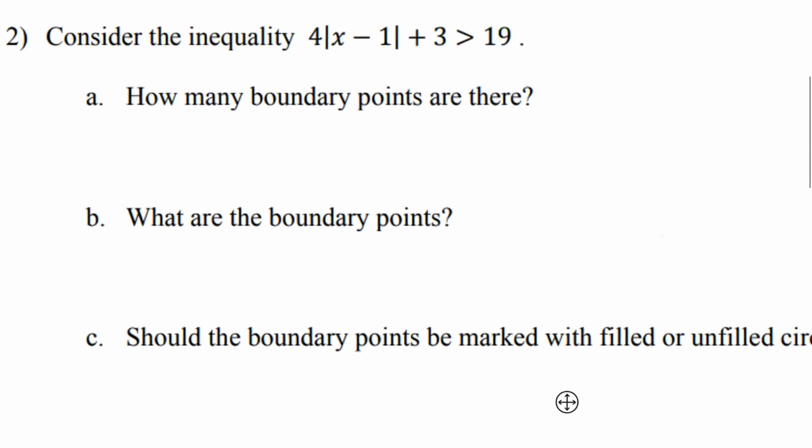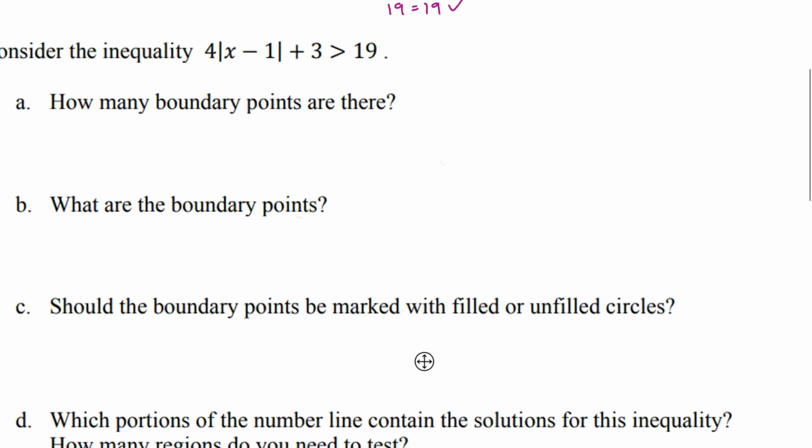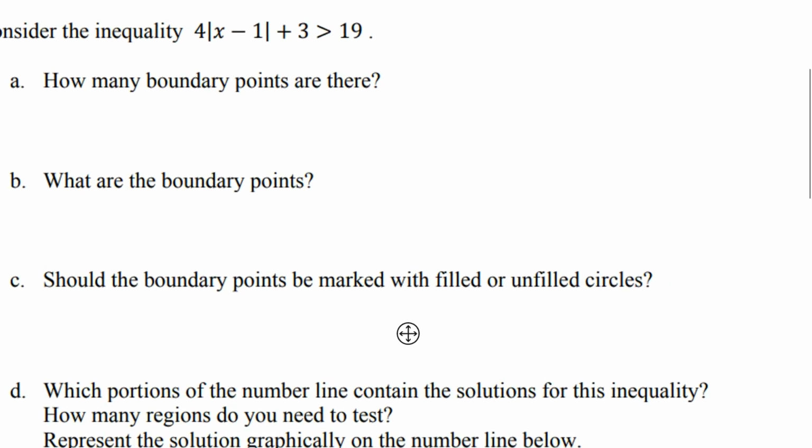Now, let's solve this over to the side. So I want you to rewrite it: absolute value of x minus 1 plus 3 is greater than 19. Do you think at this point we can go ahead and solve this? I mean, we can split it. What do we need to do first? Perfect, just like we did with the equation, right?